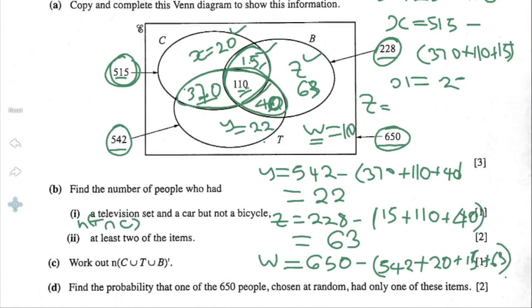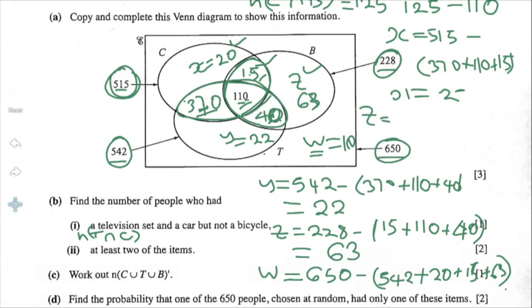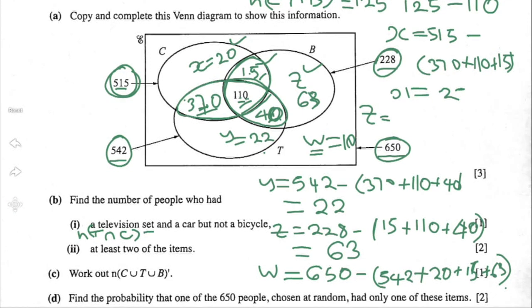So meaning here, because it's a television set and a car, we have that 480 there. But amongst these 480, there are those with a bicycle. So to find the number of people with a television set and a car, but not a bicycle, because this 480 includes those with a bicycle, we can deduct that.